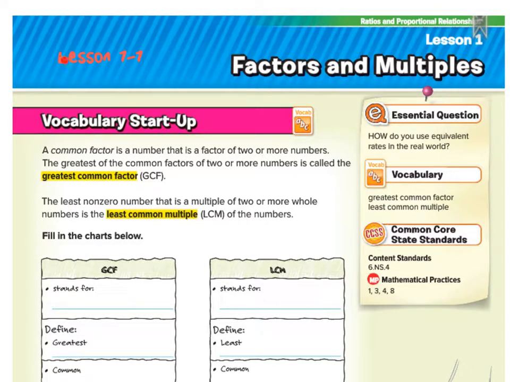This is lesson 1-1. The first one means chapter 1 and the second one is lesson 1. So this is chapter 1, lesson 1. Factors and multiples. Please be sure to write down the title and today's date when I say the title. So factors and multiples.